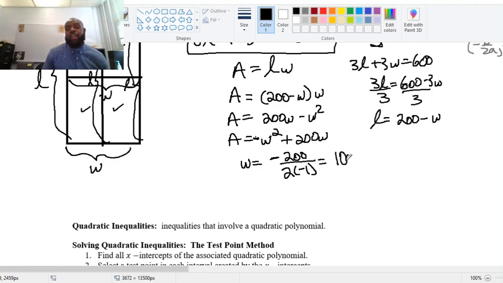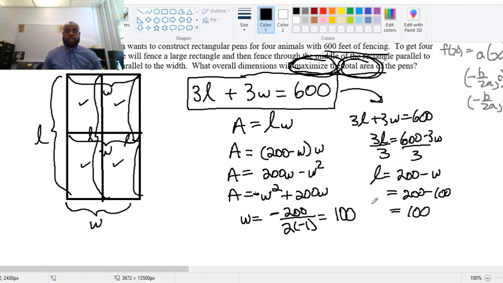That means my width is going to be 100, right? Negative 200 divided by negative 2 is 100. And if I want to find my length, I plug it into my formula here. So I get 200 minus 100, which is 100. And so the overall dimensions that maximize my area will be 100 feet by 100 feet. Okay.